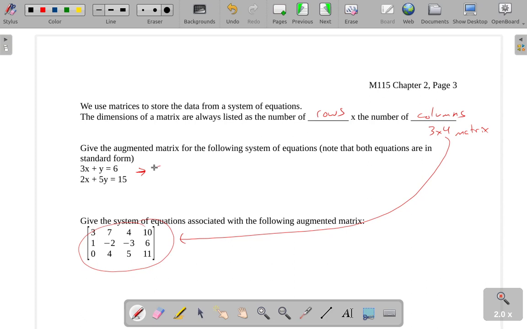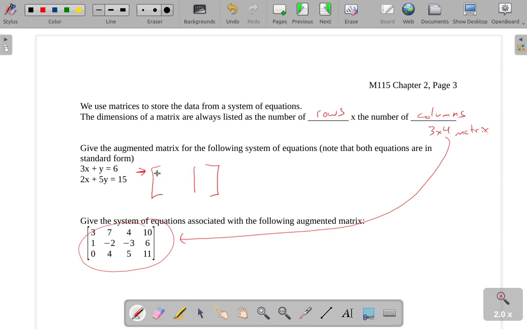In any case, what we would do to make an augmented matrix for this system of equations is, first off, put it in standard form, make sure it goes something times your x plus something times your y equals something. And then we're going to put it over here.